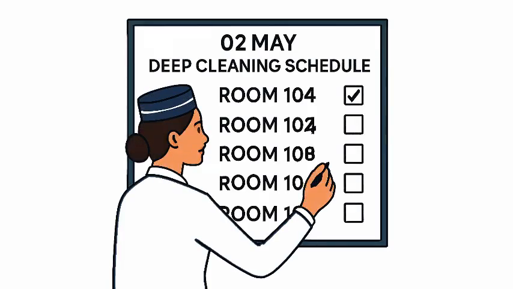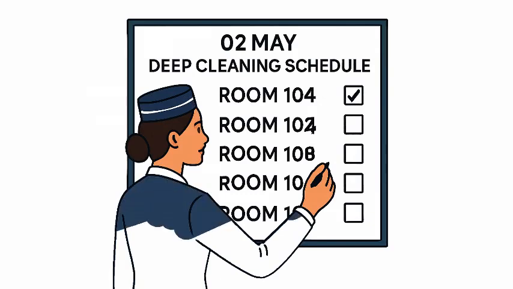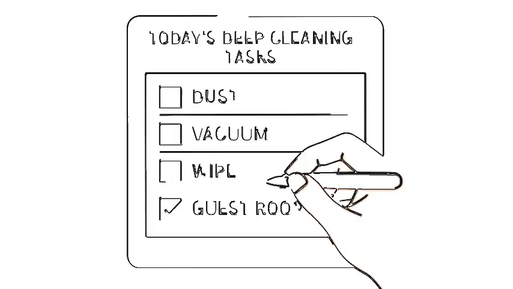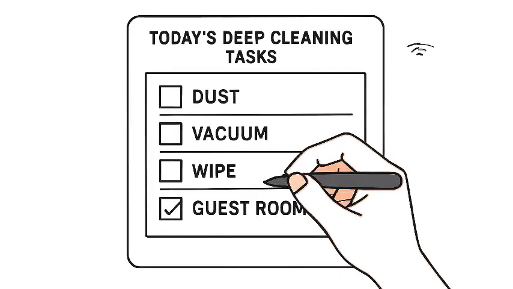At the start of each shift, the room attendant checks the schedule for the date. For each room they clean, they do the normal cleaning, then complete that day's deep tasks and tick them off on the checklist or digital app.